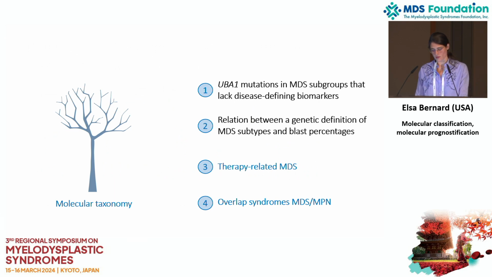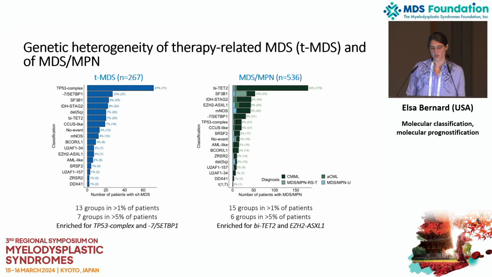Last, maybe the last point I would like to discuss is how to use a molecular taxonomy of MDS to study different disease entities, such as therapy-related MDS and overlap syndromes of MDS-MPN. So in the cohort, we analyzed 267 patients with therapy-related MDS and 536 patients with MDS-MPN, and we analyzed their distribution across the different genetic subtypes.